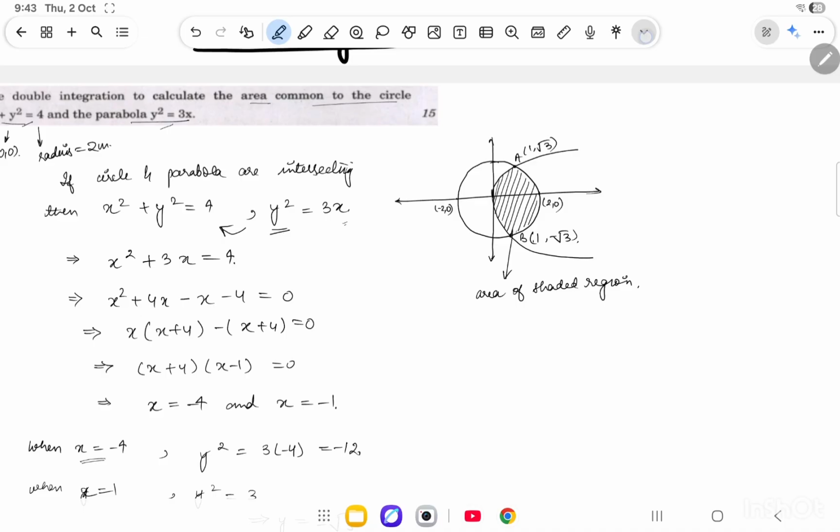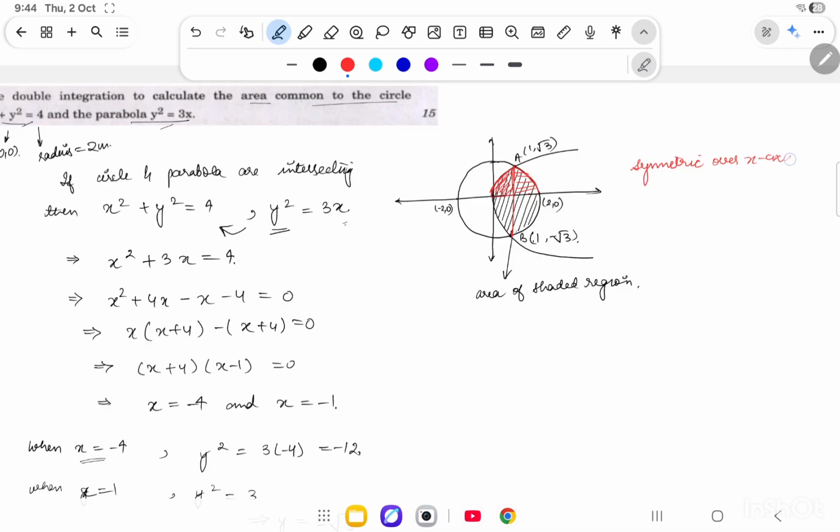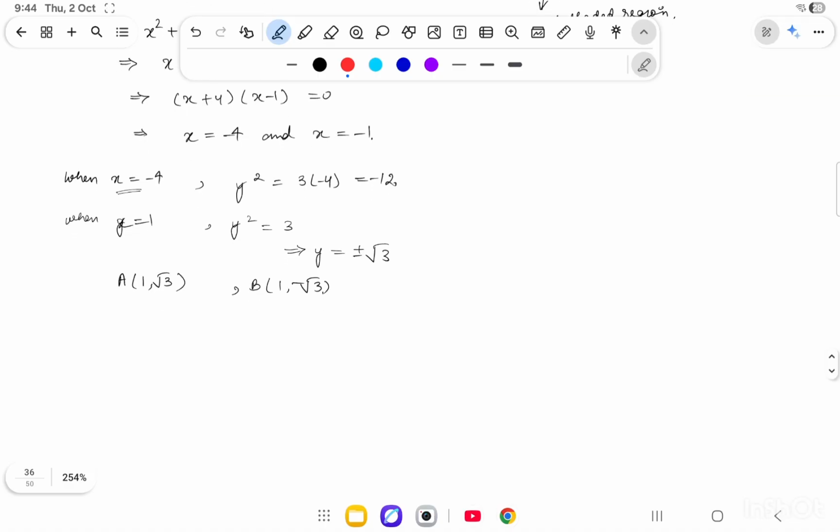If you observe, till this point the curve is the parabola if I calculate the area of this region, and after this point the curve is basically the circle in this region. Also the figure is symmetric over the x axis. So it's enough to find the area of the shaded region above the x axis, and then we'll multiply it by 2 to get the area of the whole shaded region. So let's solve it.